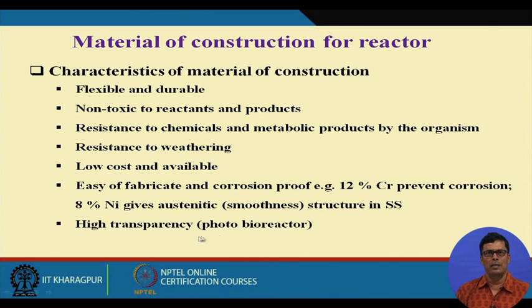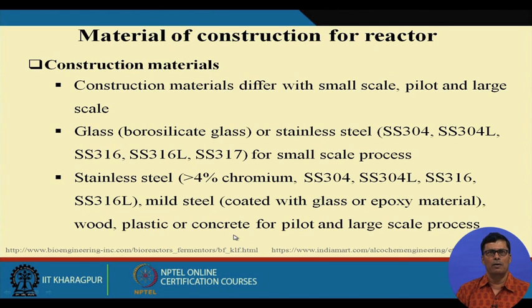High transparency is required, particularly for photobioreactors. Polycarbonate, I can give as an example. The transparency is 100%, and we find that light can penetrate very easily, which is very much required for the growth of the algal cell. Now, if you look at the construction, the material differs for small scale, pilot scale, and large scale operation. Because at small scale, usually we prescribe it should be transparent, so that you can see from outside what is going on inside.